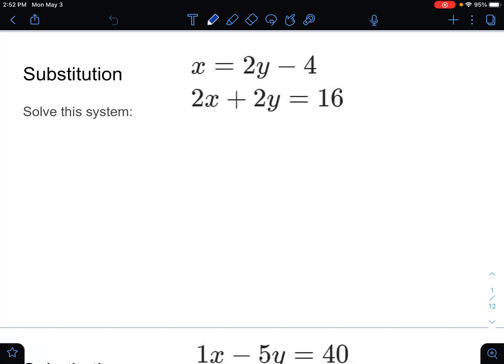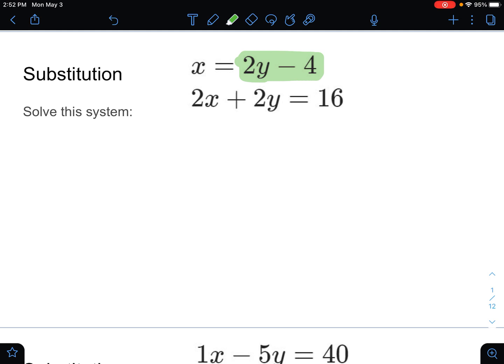I'm going to use substitution here in order to solve this system algebraically. What we look for with substitution is a variable by itself on one side of the equation. So you'll see here we've got x by itself on the left side of the first equation, and x equals this 2y minus 4. This is what x is equal to.